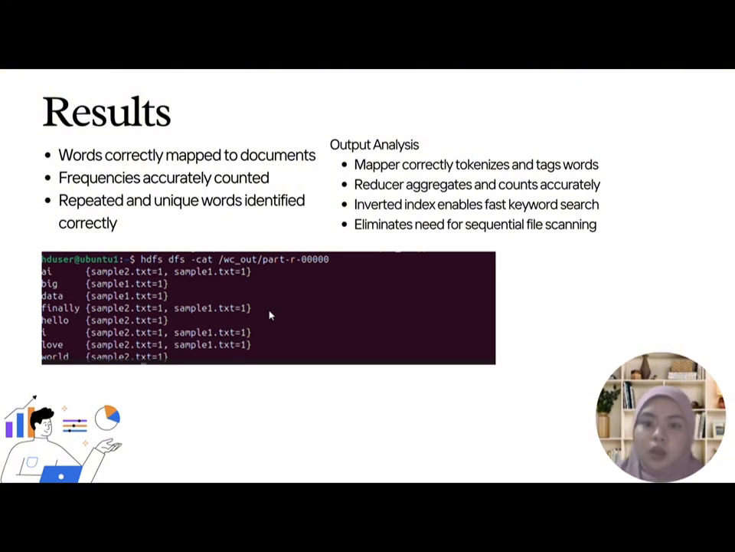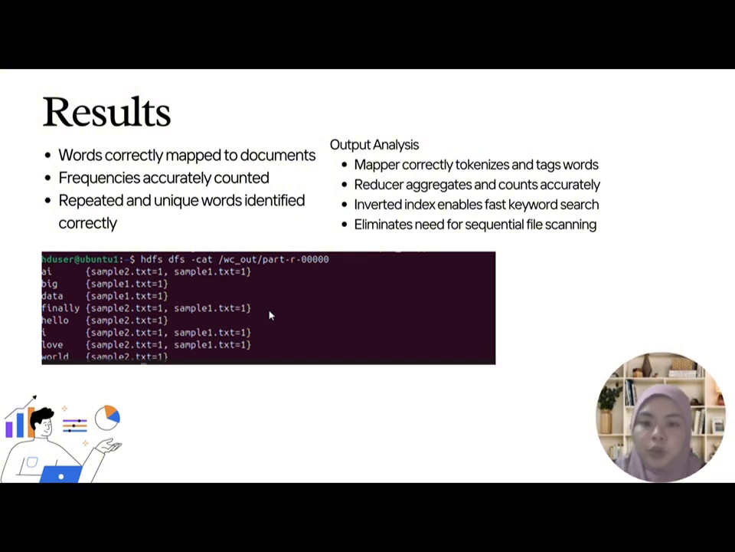This is the result from the Hadoop MapReduce inverted index program. It shows that all words are accurately mapped to their corresponding document with the correct frequency count. Both repeated and unique words are handled properly. Upon analyzing the output, we can see that the mapper successfully tokenized the text and tagged each word with its file name, while the reducer aggregated and counted these occurrences accurately. The final inverted index structure enables fast keyword-based search, removing the need to scan every file sequentially, which demonstrates the program's efficiency and correctness.